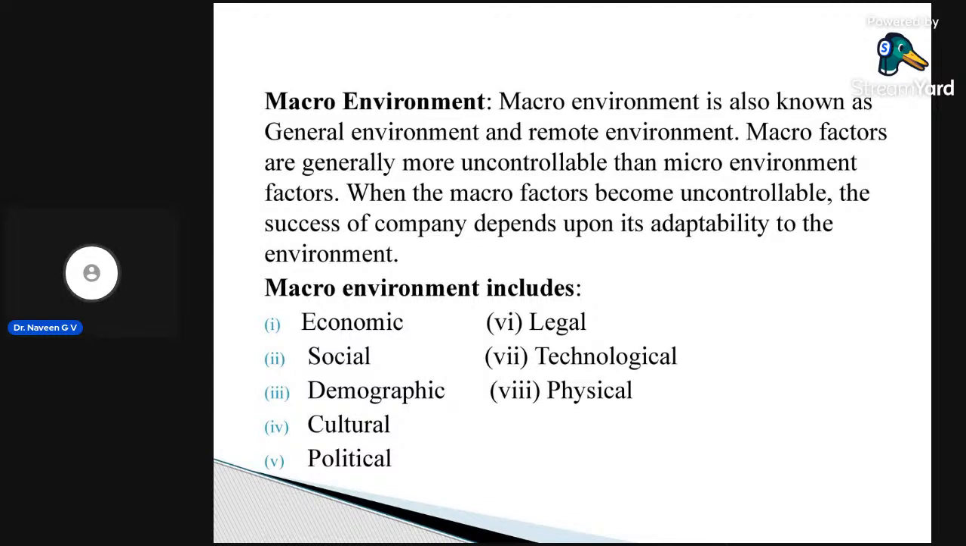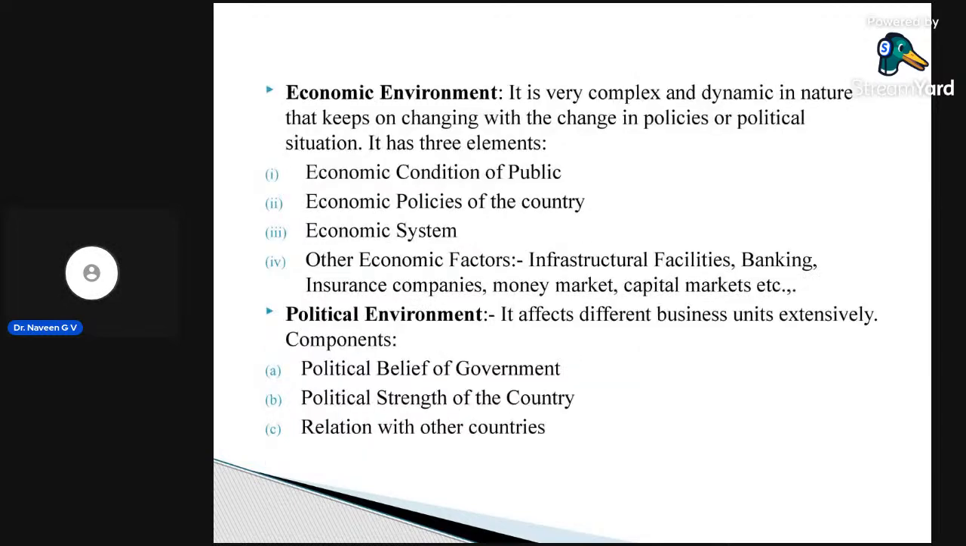The environment is also important at the macro level. The macro environment includes the economic environment, the social environment, demographic and cultural, political, legal, technological, and physical environments. The economic environment is very complex. It is dynamic in nature and keeps changing with the change in the policies and political situations at each and every moment.